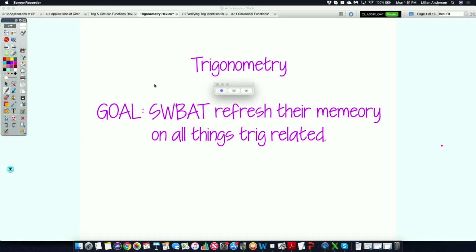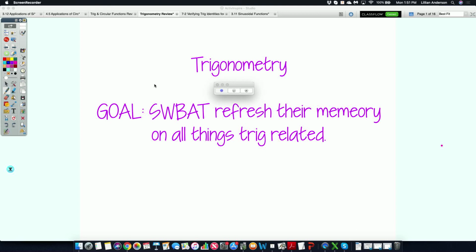Today we are going to be reviewing trigonometry. We're going to refresh your memory on all things trigonometry related. This is just triangle trig and a little bit of sector and area, so it's all a part of the same unit.